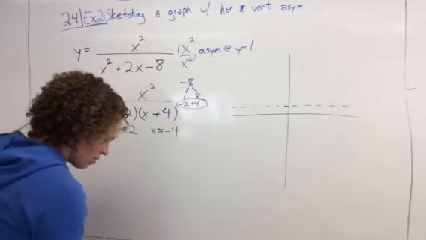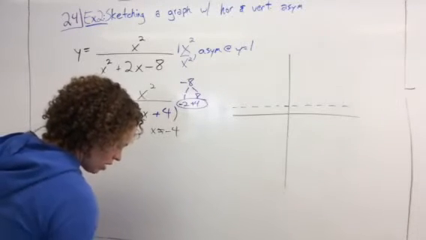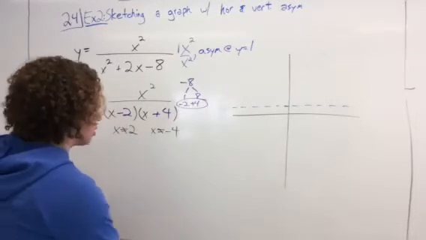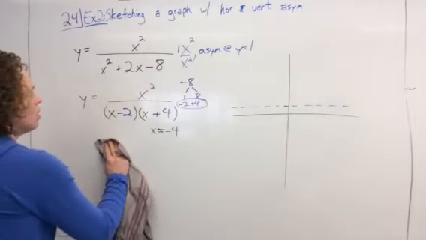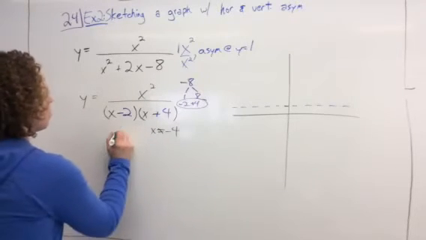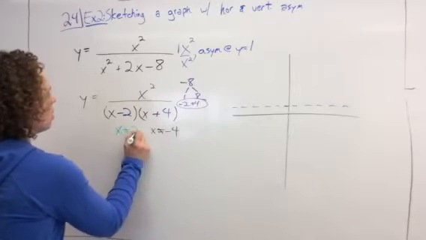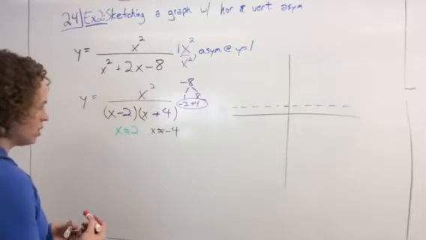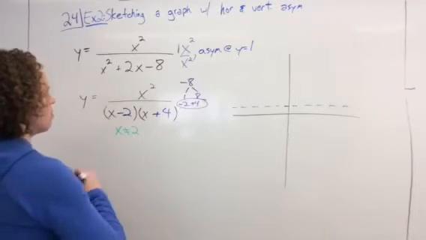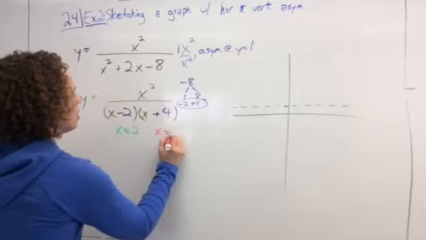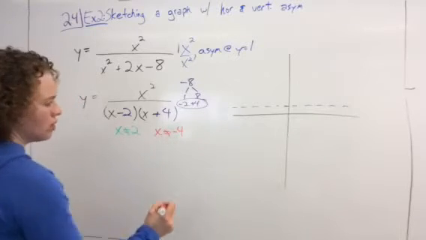Let's make those 2 different colors so that when we put them on the graph we can see which one's which. So I'm just going to make this one green. X can't be 2. And this one's red. X can't be negative 4.